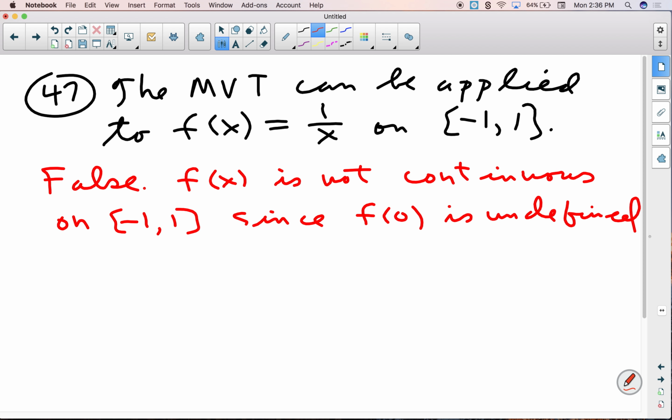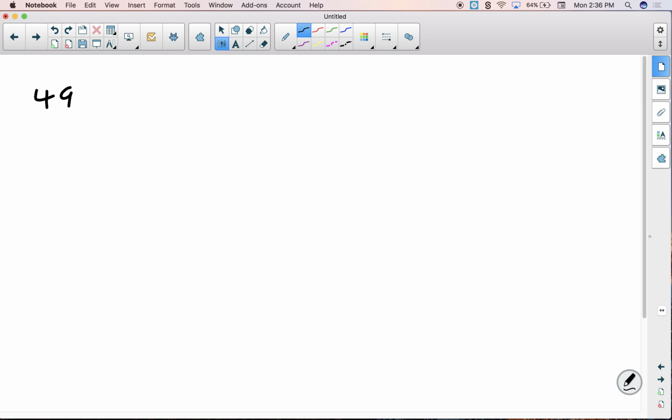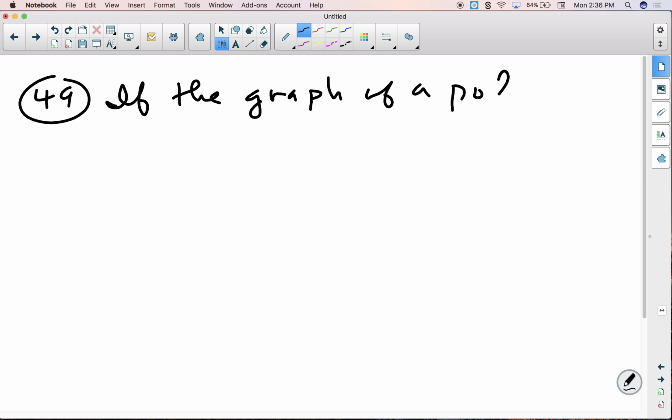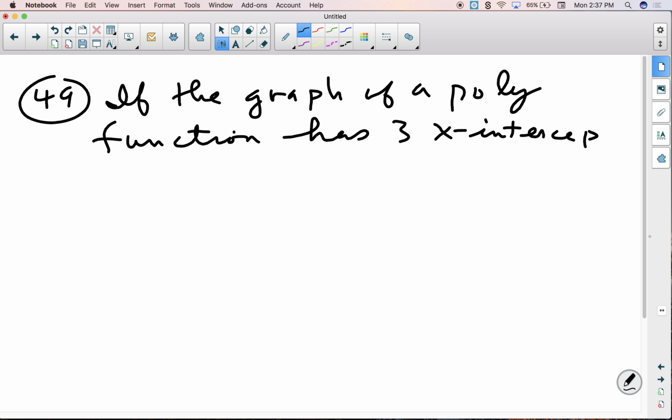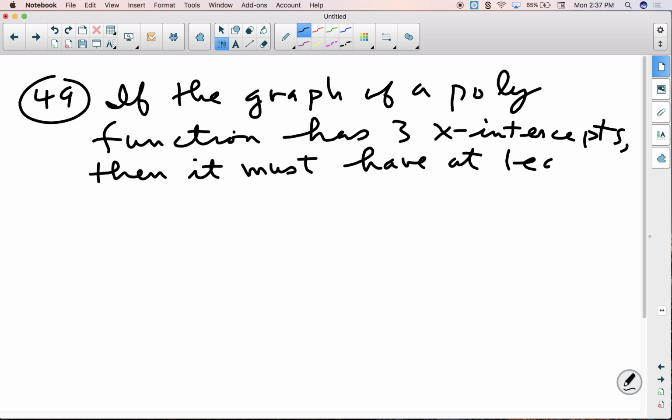All right, one more. 49. If the graph of a polynomial function has 3 x-intercepts, then it must have at least 2 points at which its tangent line is horizontal.